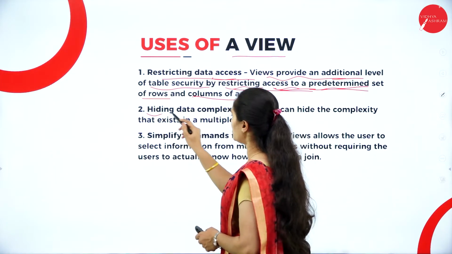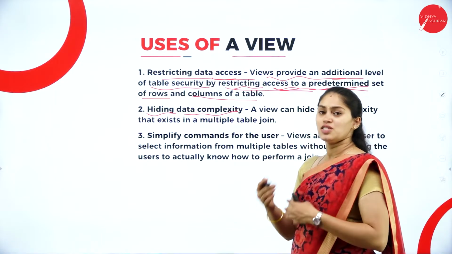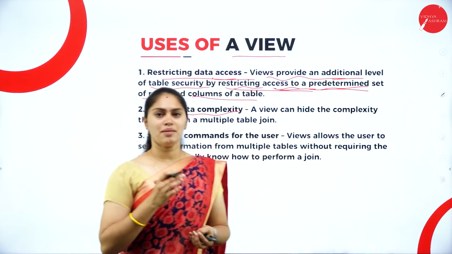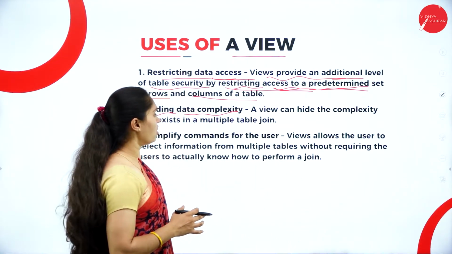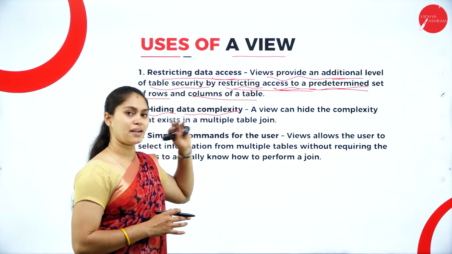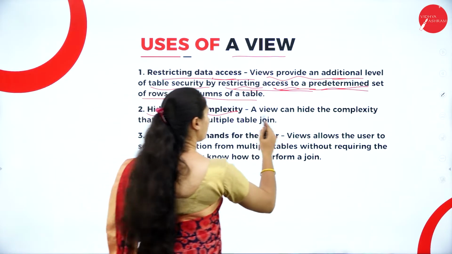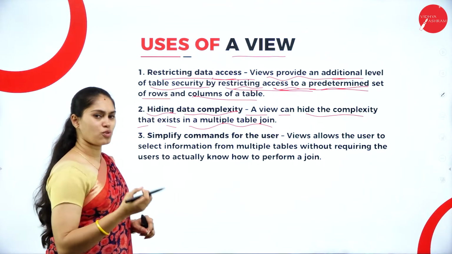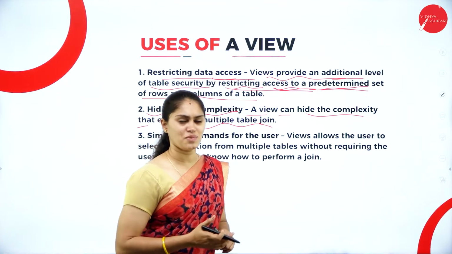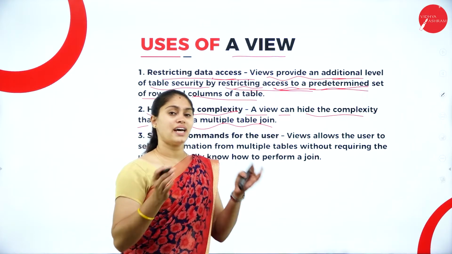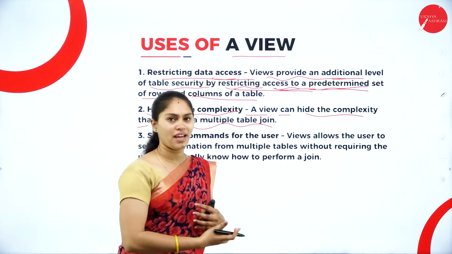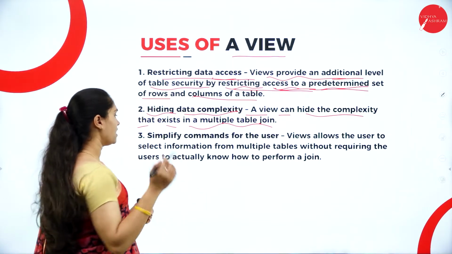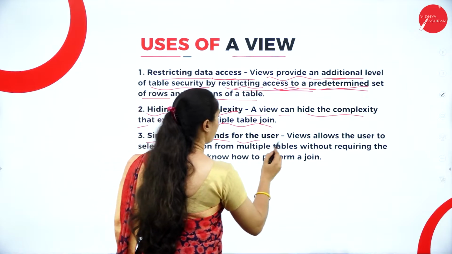And also it hides data complexity. Whatever the complex data is, that means wherever we are picking the columns or fields from multiple tables, that complexity can be hidden by the view. The view can hide the complexity that exists in a multiple table join. When we are joining different fields or columns from multiple tables, that complexity will not be shown in the views. So it hides data complexity, and also it simplifies commands for the user.